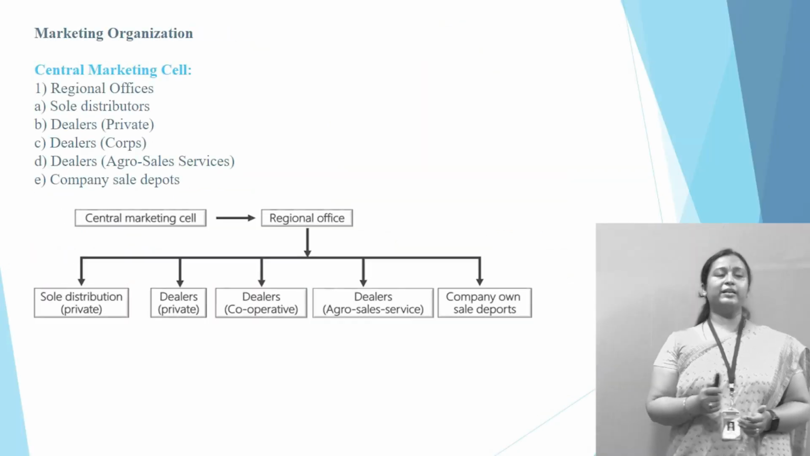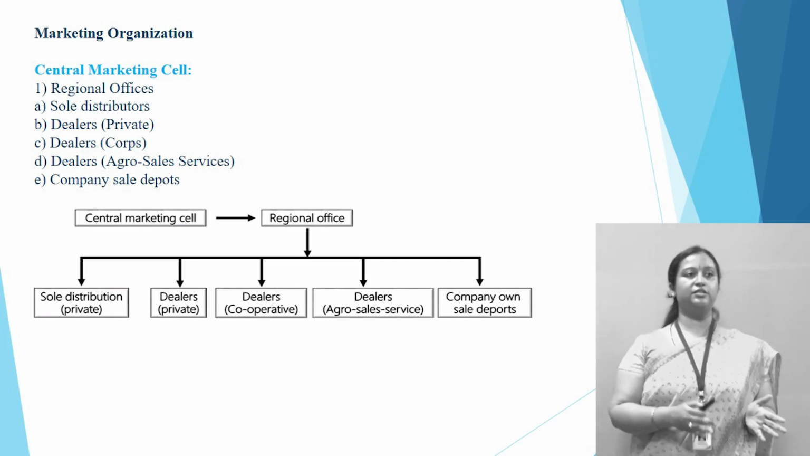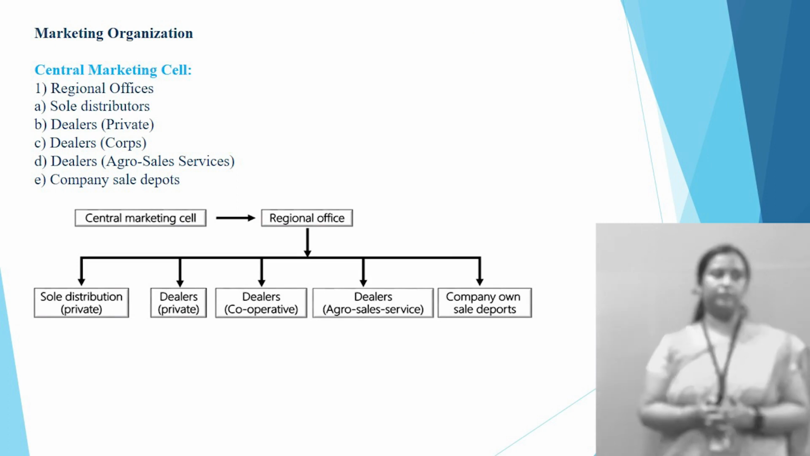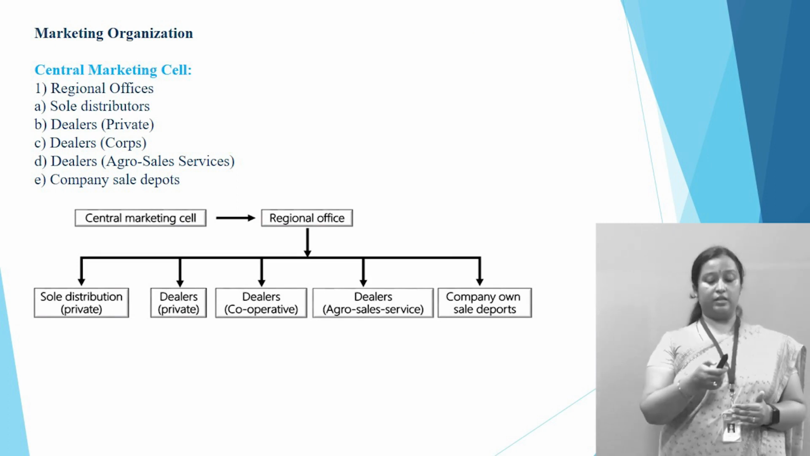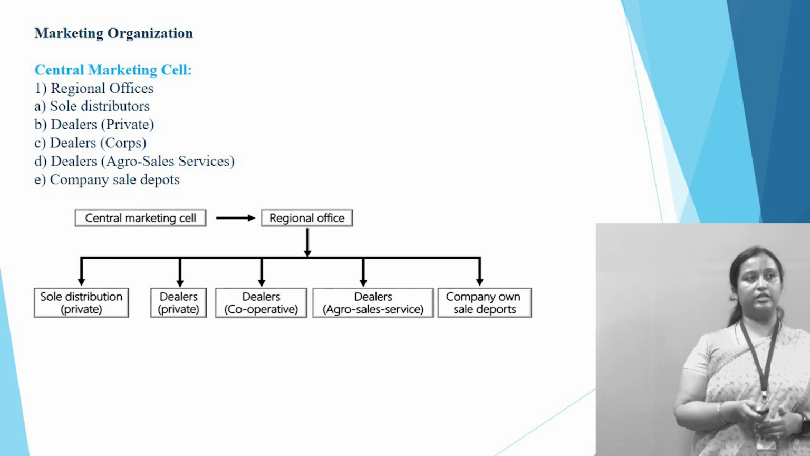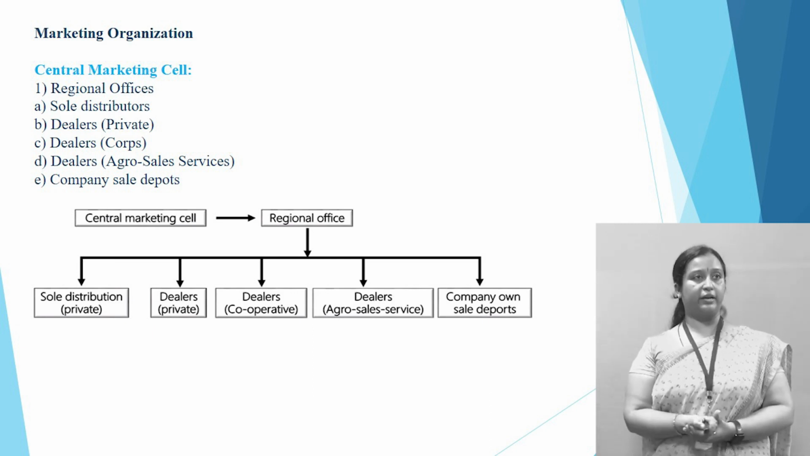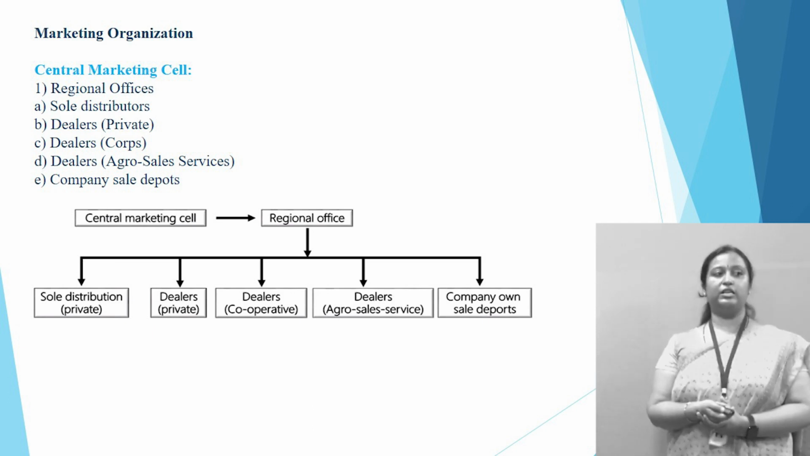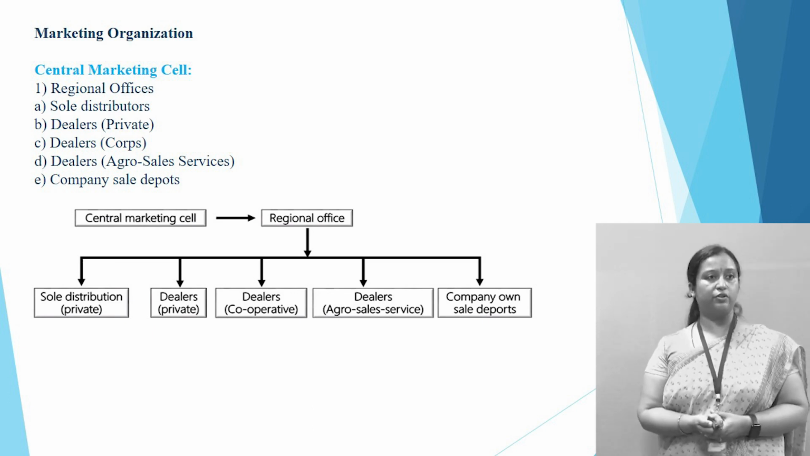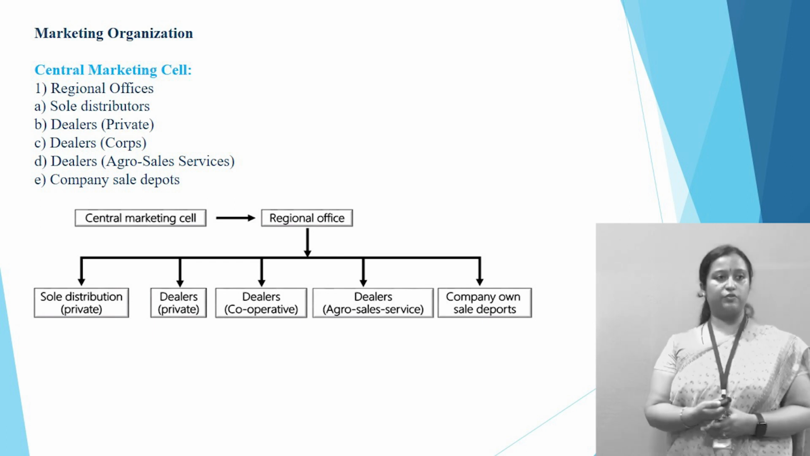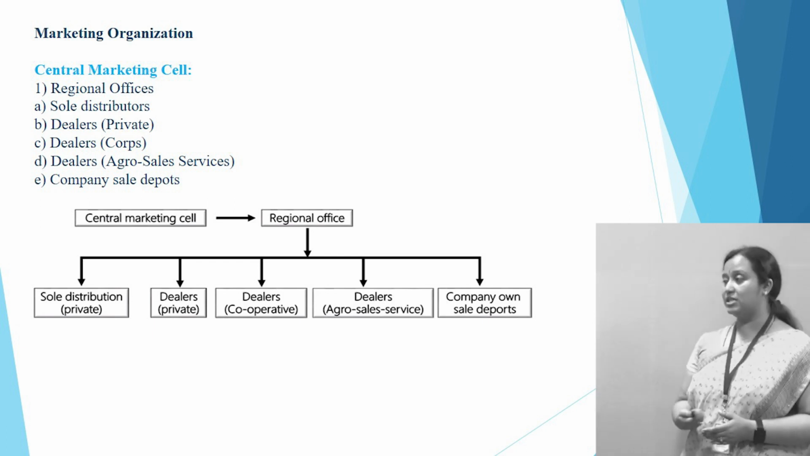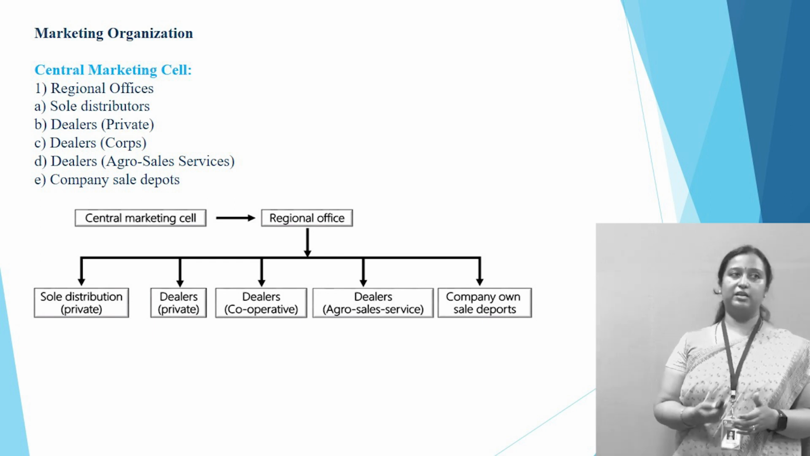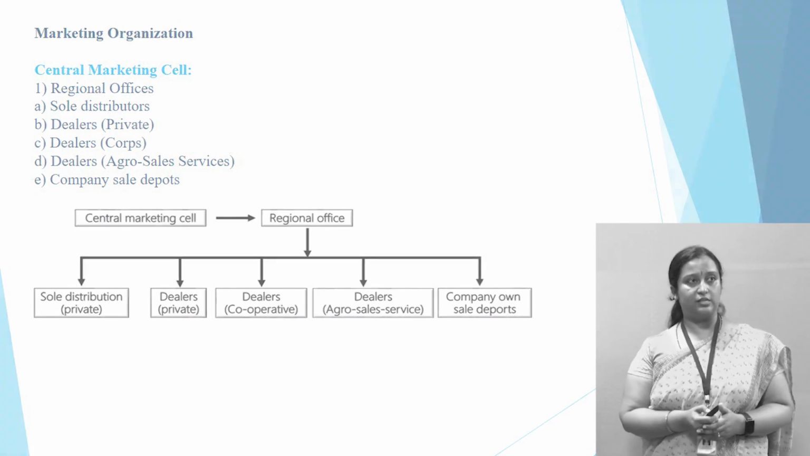Marketing organizations: there is a central marketing cell, which gives its authority to regional offices. Under regional offices, there are many authorities that take part in the marketing. Firstly, sole distributors, which are private organizations, and dealers, again private organizations. There are different types of dealers, like private, cooperative, agro sale services, as well as companies. Or the sale depots will take the role of marketing the seeds.